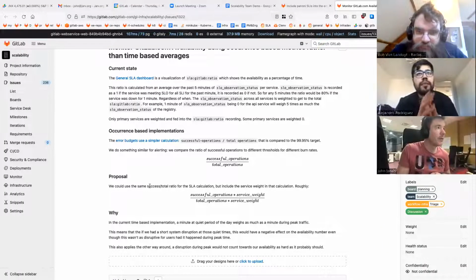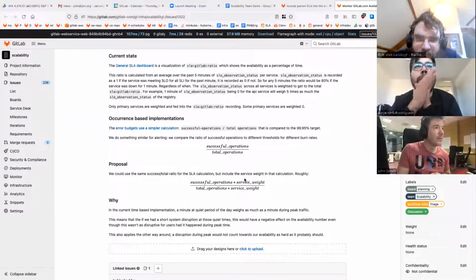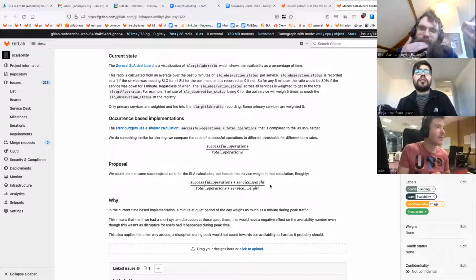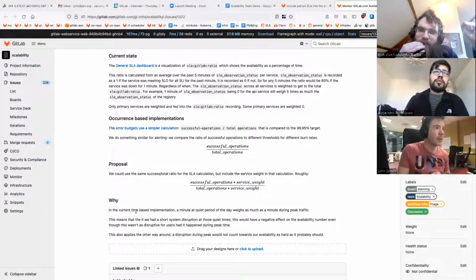I think I have a really naive question. This proposal here, this doesn't change the ratio by multiplying the numerator and the denominator by service weight. Could you just expand on this a bit? I understand, I guess, underneath why you say, okay, if you're in a quiet period, but maybe I'm missing the bigger picture here. Wait, are you asking why weights or why we want to do this?